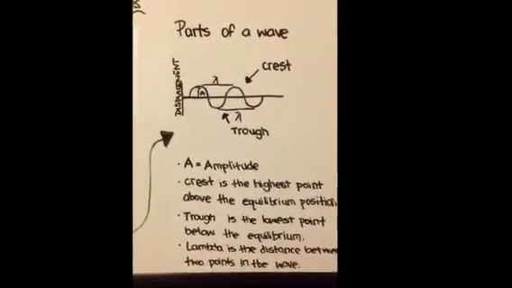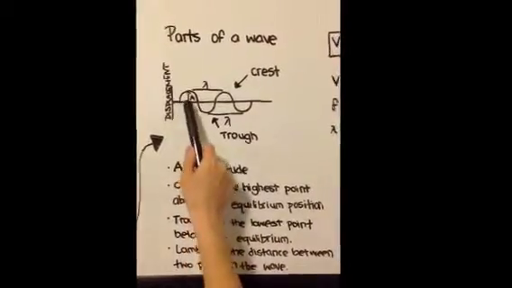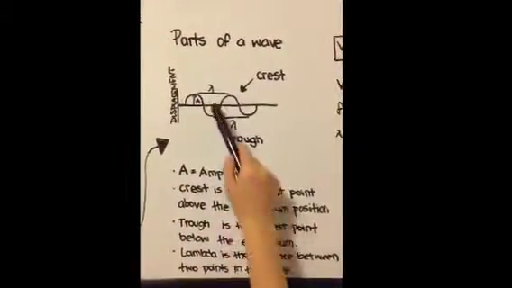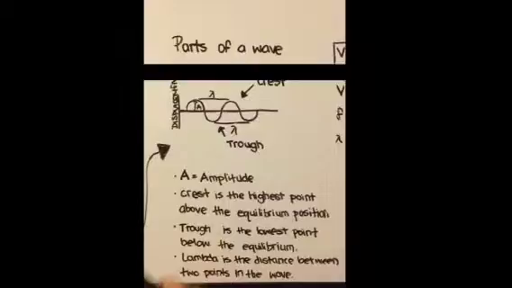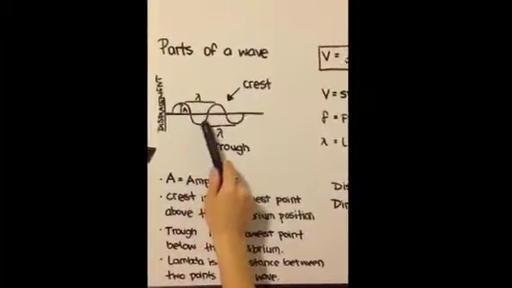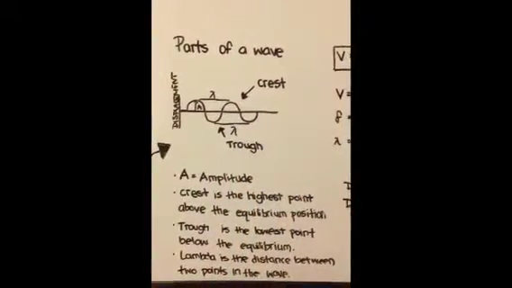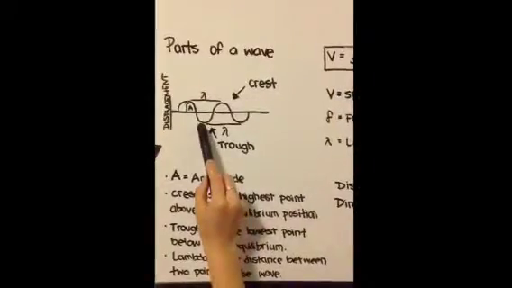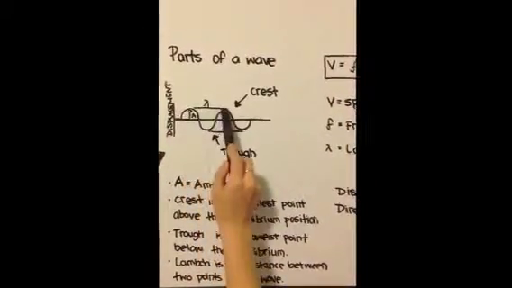As you can see, that is the amplitude. The crest is the highest point above the equilibrium position, and the trough is the lowest point below the equilibrium. Lambda, or the wavelength, is the distance between 2 points in the wave.